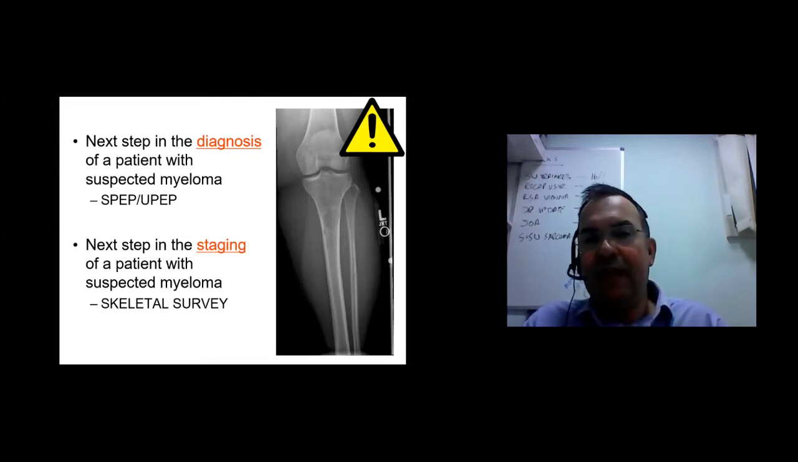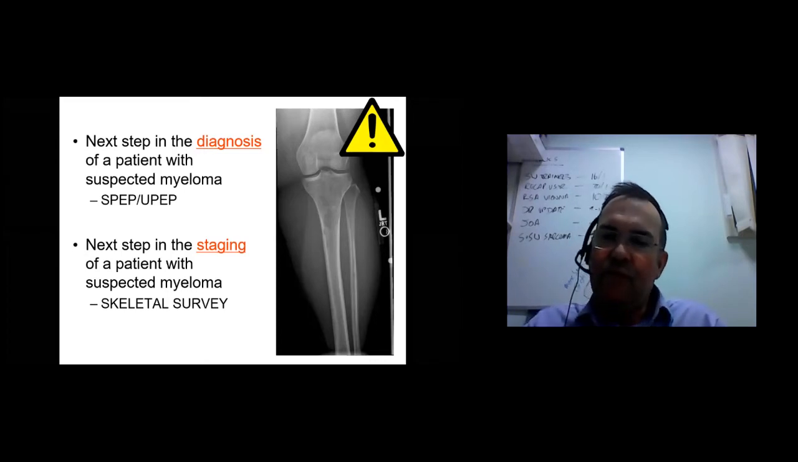In this radiograph of the left knee, you can see that there is a lytic lesion in the left proximal tibia.